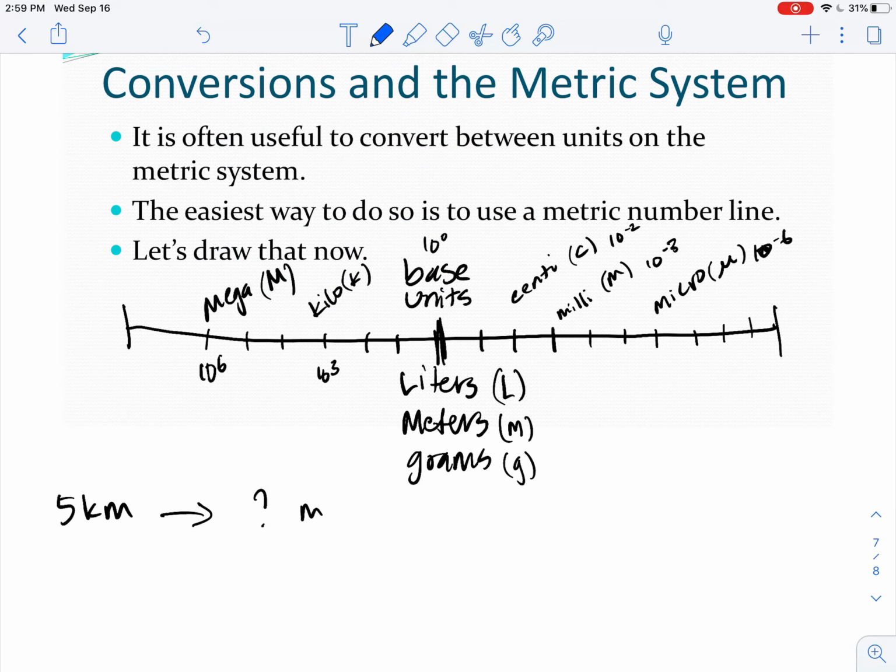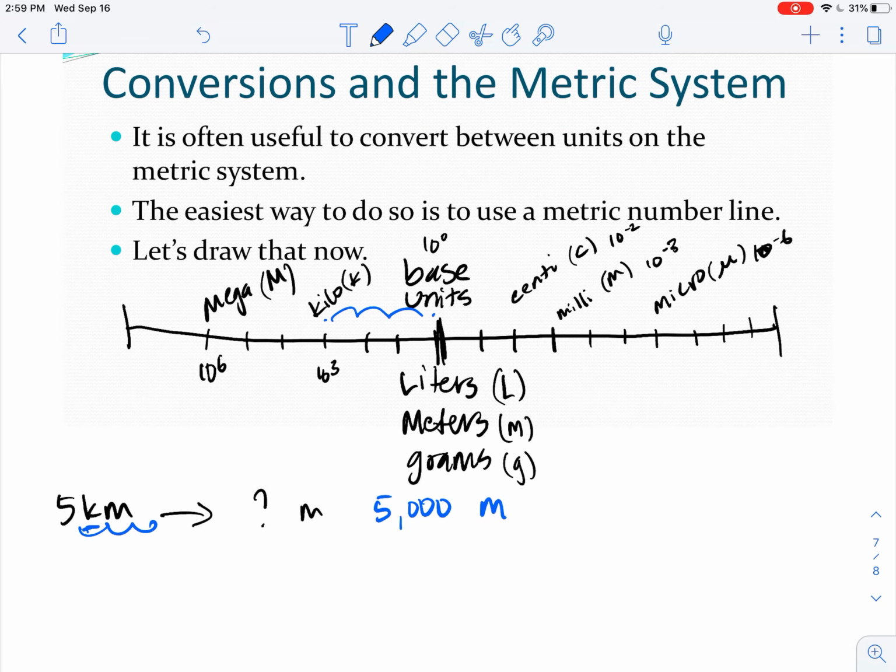For 5 kilometers, you start right here with the K, for kilo, and you want to find out what meters is. Meters is the base unit. So you're moving from this K to the base unit there. You just count the steps: 1, 2, 3 steps to get there. And what you do is move your decimal point 3 places. In this case, we would add 3 zeros, and 5 kilometers is 5,000 meters.